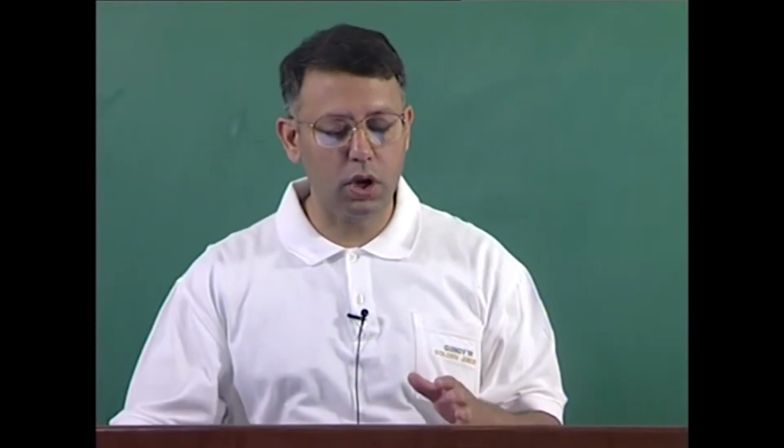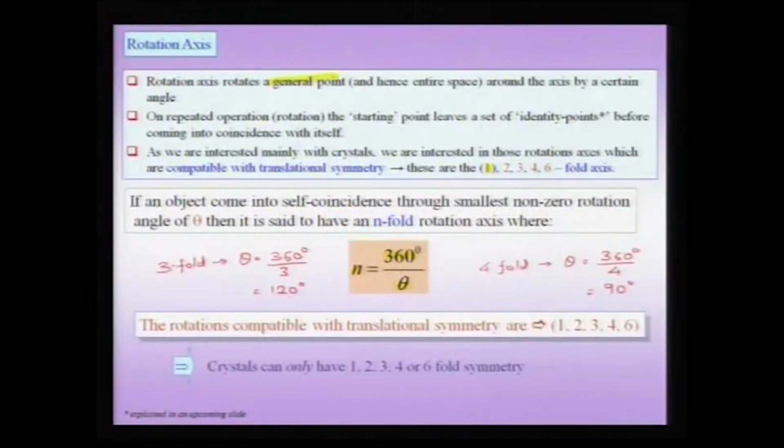So, in general, we could have an n-fold rotation axis with any value of n, like 1, 2, 3, 4, 5, etc. But when we are talking about crystallography, we want to consider only those rotation axes which are compatible with translational symmetry, which is a basic requirement of all crystals. In that case we will only consider the 1-fold, which is a very trivial rotational symmetry, the 2-fold, the 3-fold, the 4-fold and the 6-fold rotation axis.